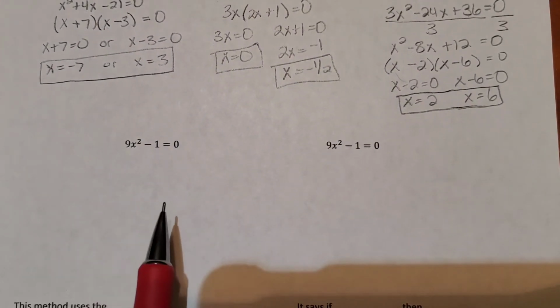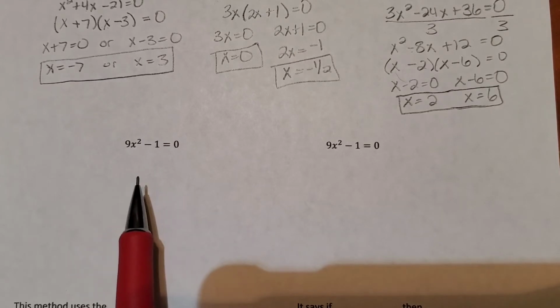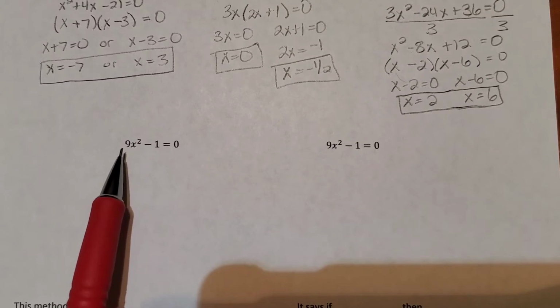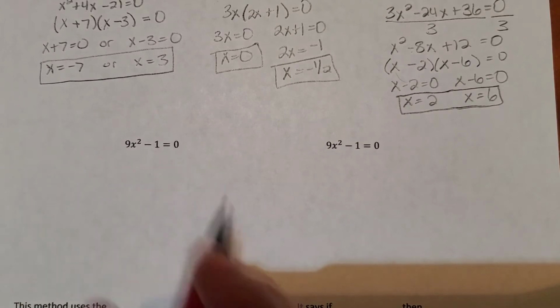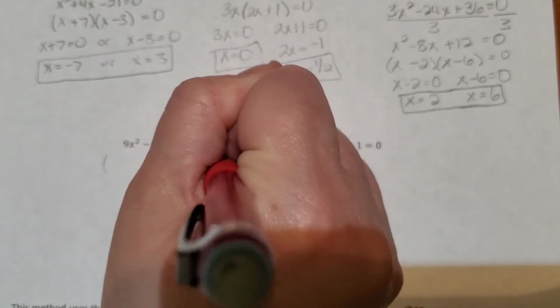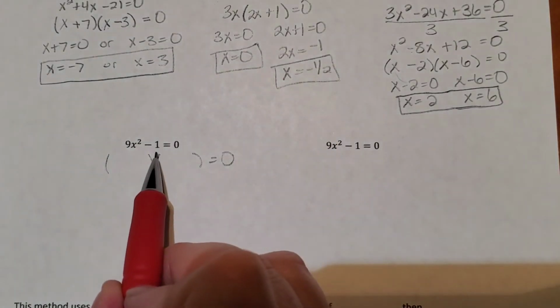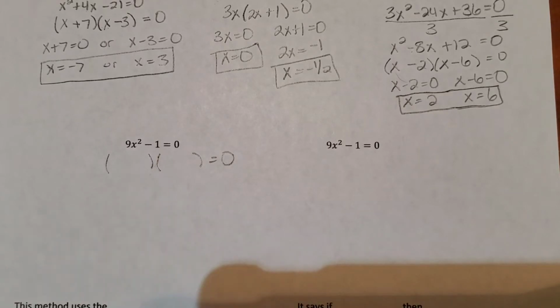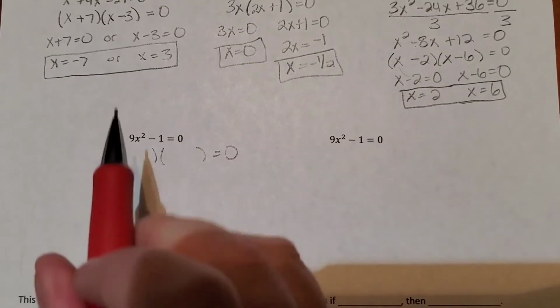All right, here we've got 9x squared minus 1 is equal to 0. Again, we've got a leading coefficient other than 1, makes it more difficult to factor, but not impossible. We can't just divide by the 9 this time because then we'd end up with a fraction, and it's even more difficult to factor when you've got fractions or decimals. So we're going to try to factor this.